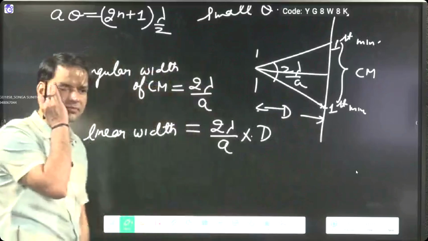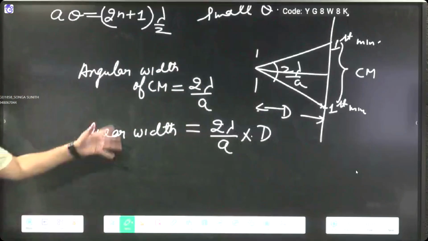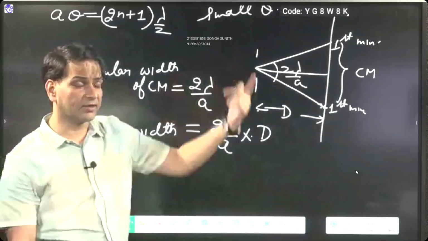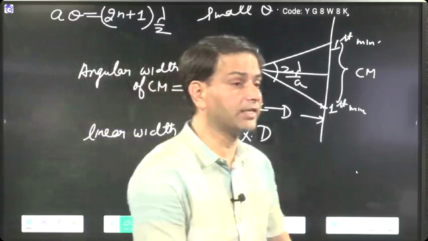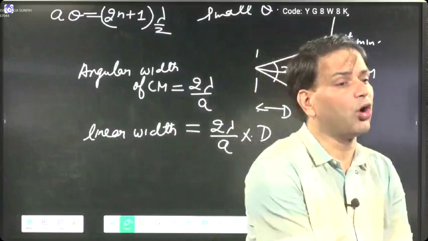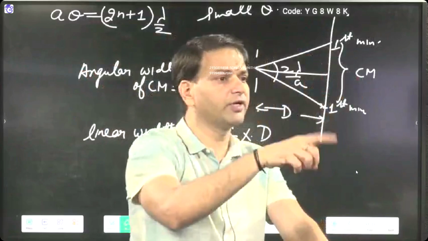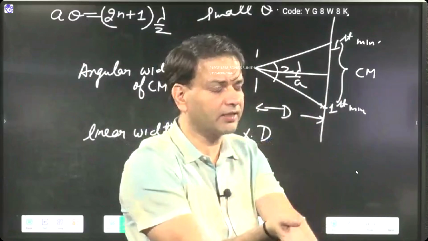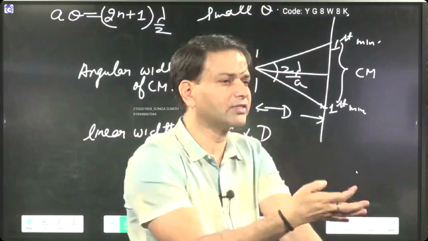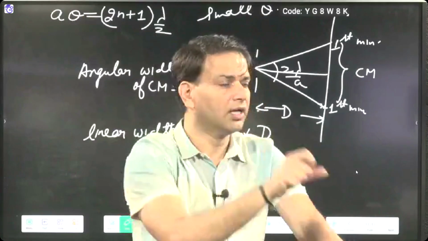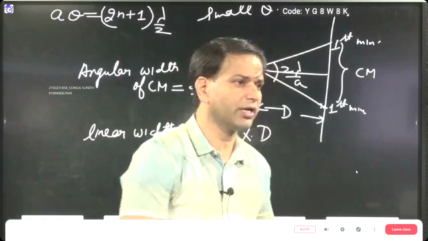Now, capital D lambda by small d, similarly here we are getting capital D lambda by small a. I said, when capital D is not given and they say that we are using a convex lens to focus the light on the screen, then capital D we will take as the focal length. So when they have given a convex lens of focal length f used to focus the light on the screen, then in place of capital D we can use small f.